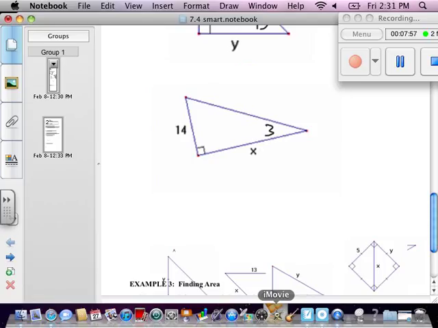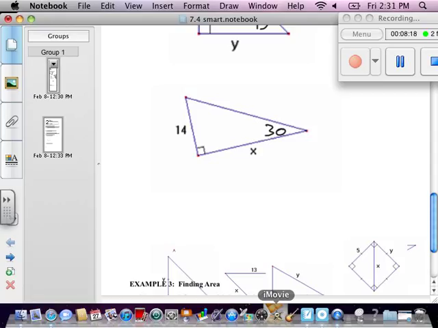This is a 30, 60, 90 triangle. So am I talking about the top one here or the bottom one? Bottom. Okay. Do I have the smallest side? Is it across from the 30-degree angle? Yes, I've got 14. So how do I find out what x is?